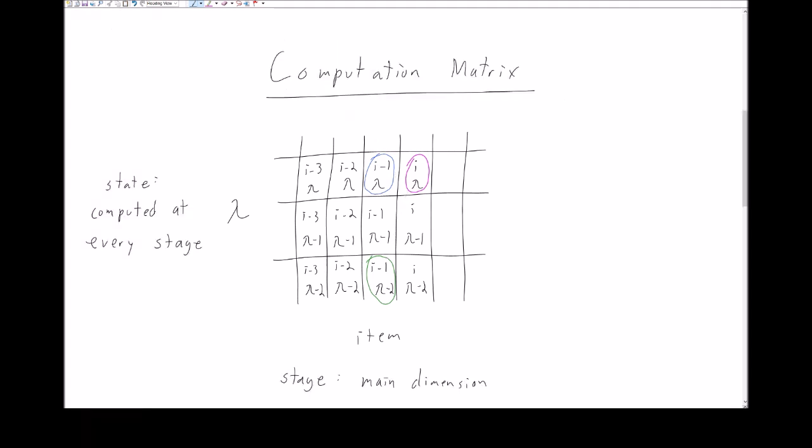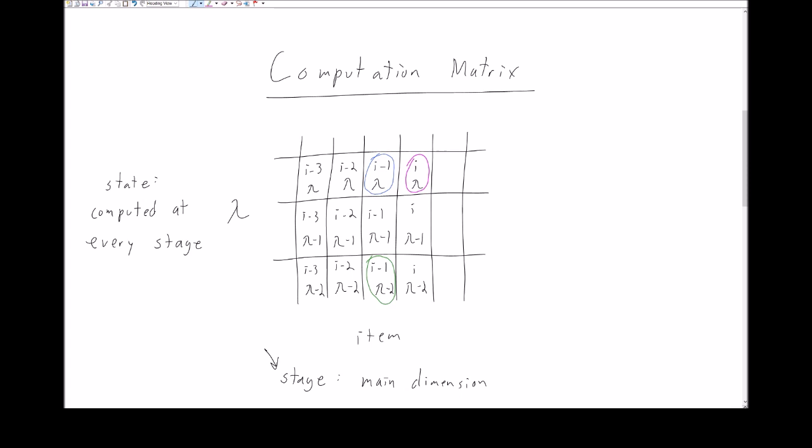This matrix that we have should really be considered the computation matrix. And for any dynamic program, writing the computation matrix is going to be a useful tool. It can tell us the order in which we have to compute all of the subproblems. A handy way to think about this computation matrix is that there's one primary dimension and then a bunch of other secondary dimensions. This primary dimension is something we call the stage.